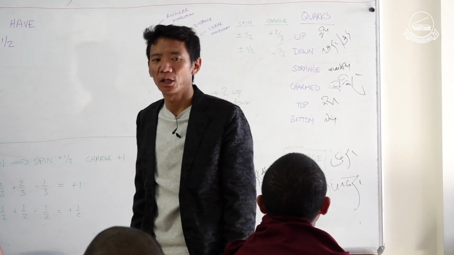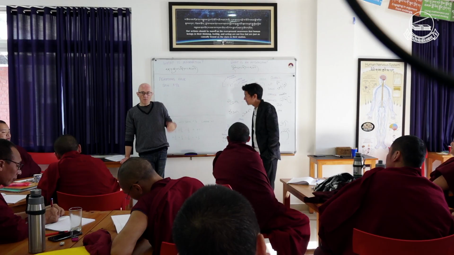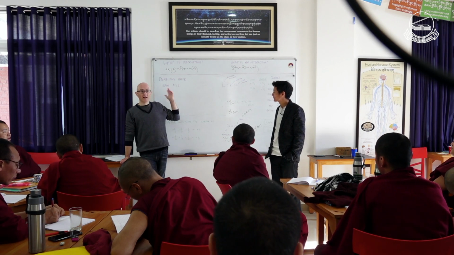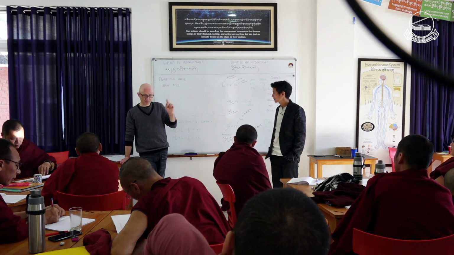But a fermion can't do that. A fermion can only spin at the same rate all the time.